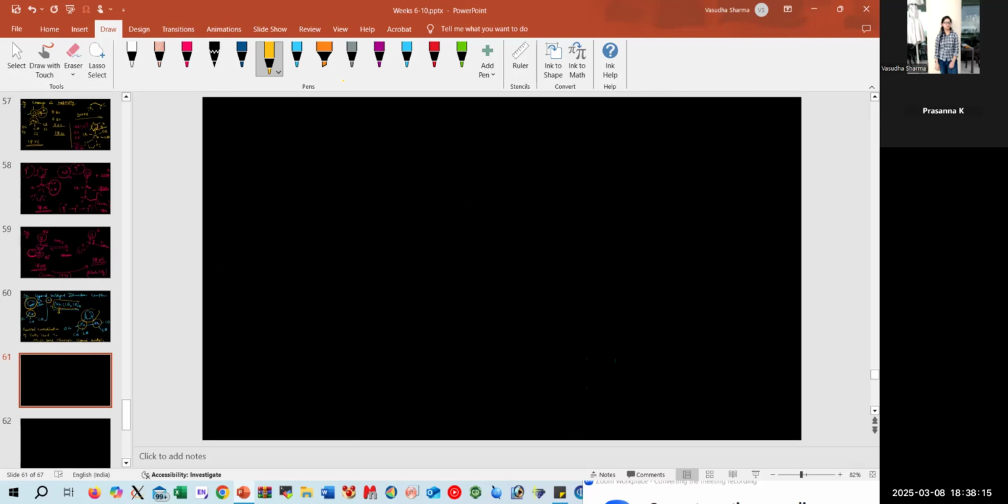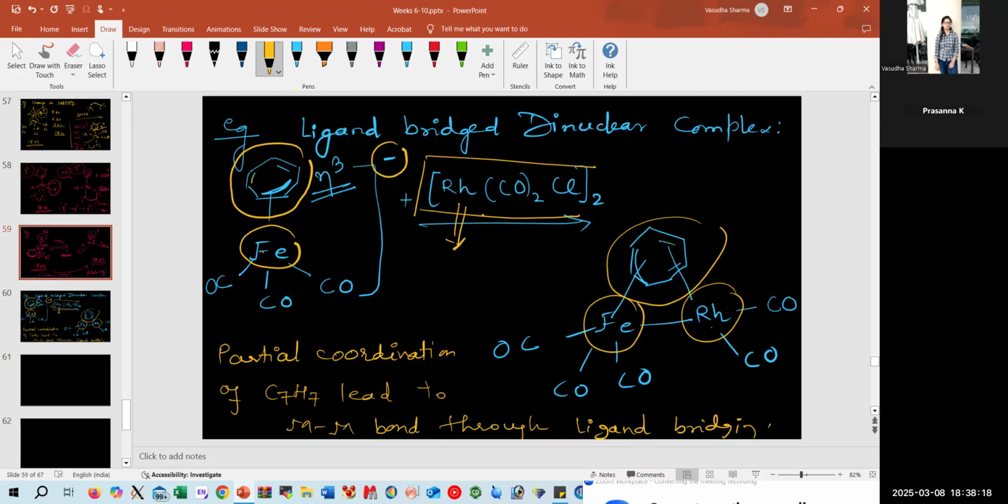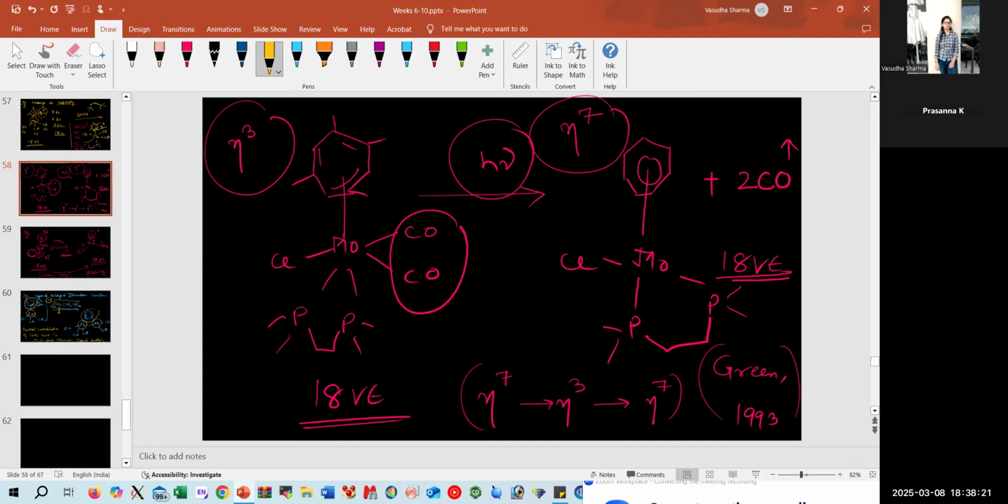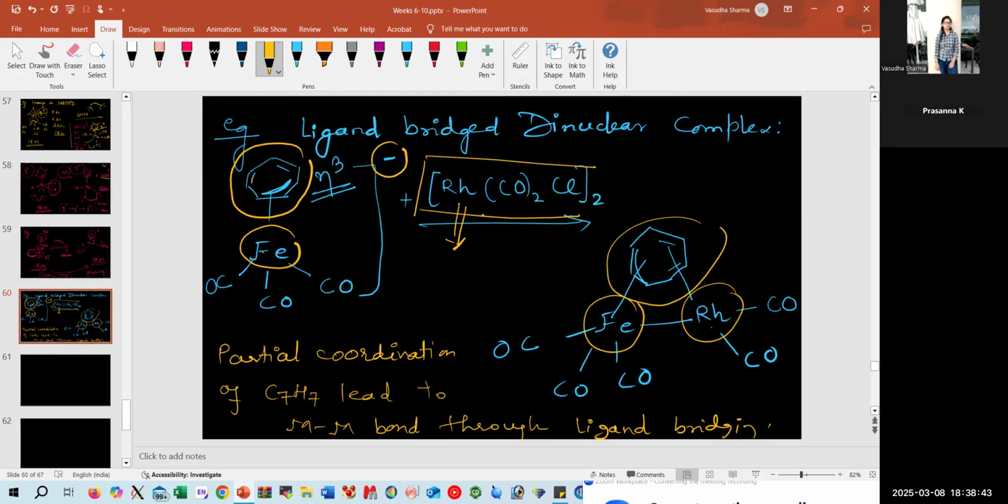It's a simple process. Like the earlier case, when we had eta 3 hapticity, all the ligands were there. As and when I provide a source of light, two CO groups go out. That means I'm losing 4 electrons, and to maintain that, it took electrons from C7H7. Similarly, in this case, earlier we had a stable iron complex with 16 or 18 valence electrons.